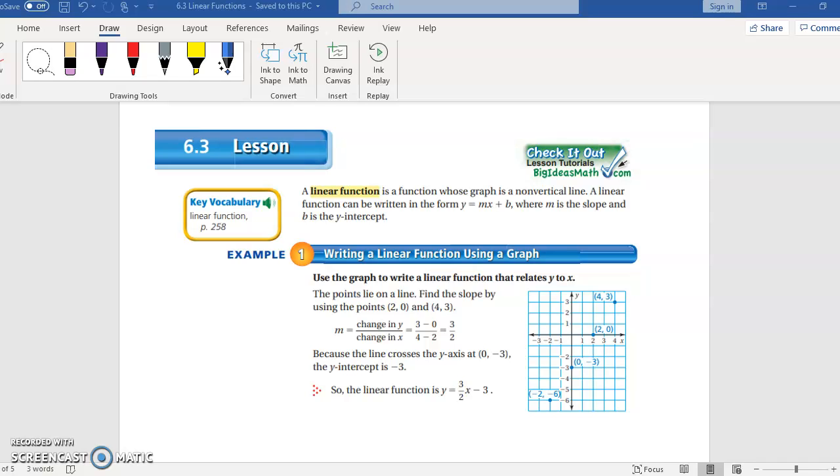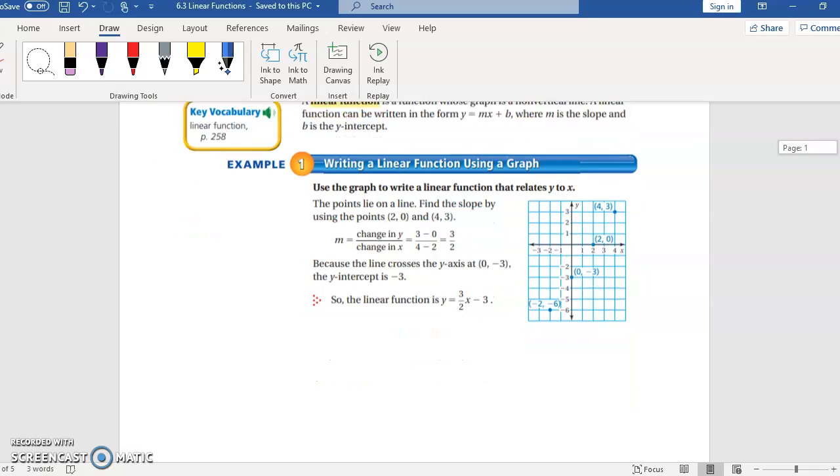Then to find your y-intercept, look at your graph over here, and you notice that one of the points is on -3. That's on the y-axis. So that's where it's going to cross at -3, which is why you see a -3 here. So the linear function is y = 3/2 x - 3. Example 2.